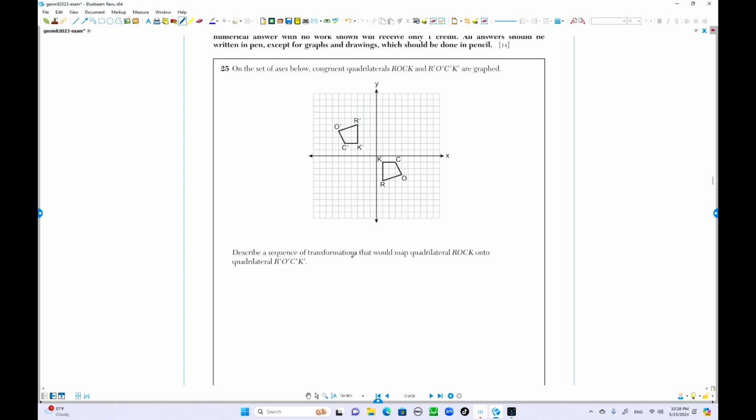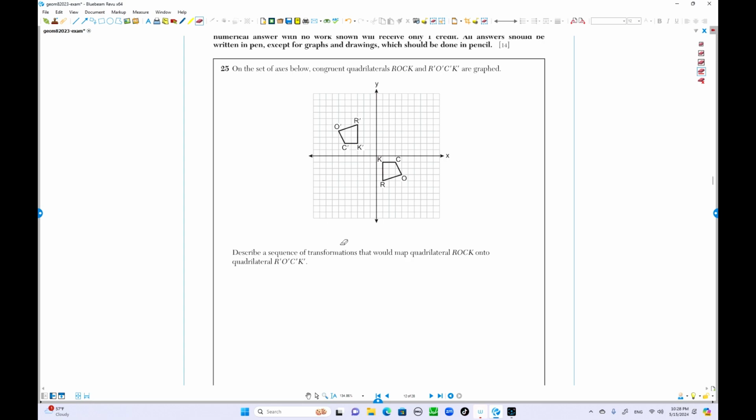It can be more than once, but when you take a look, this one is a very simple transformation: a rotation, with K to K', C to C'. First of all, you can check the orientation. ROCK is counterclockwise, and R'O'C'K' is also counterclockwise, so there's no line reflection. So rotation is possible.